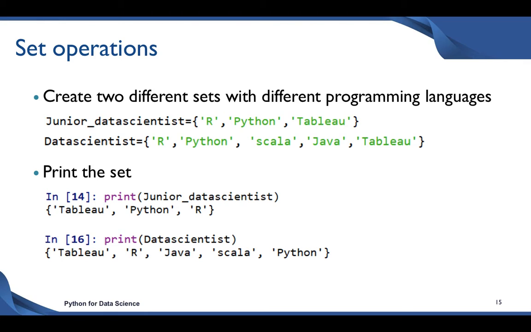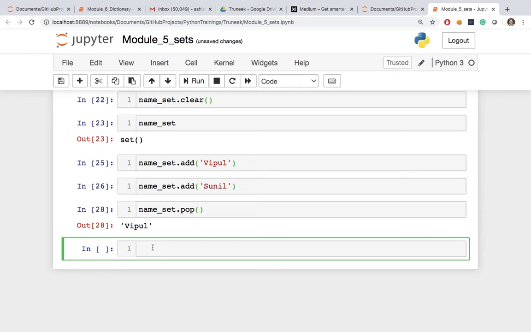Okay, now we'll come across these set operations. For example, in your screen there are two different sets with different programming languages. We have the junior data scientist, in which there is a set of R, Python and Tableau. We have a data scientist in which we have R, Python, Scala, Java and Tableau. Now you can see that in these two different sets we have some of the elements which are matching, right? R, Python are matching elements from both the sets, right? Okay. So let us try to create a similar example, right?